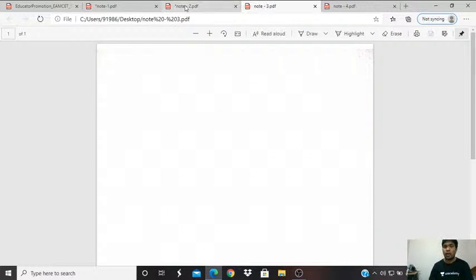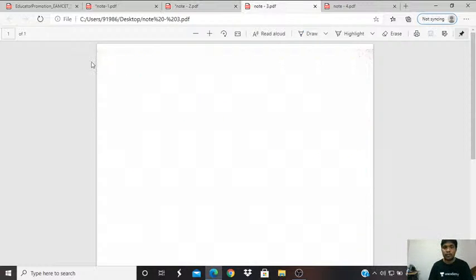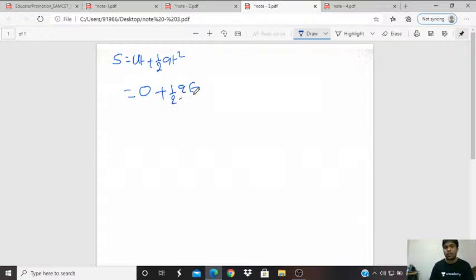Or the general formula also you can apply. Work done is force into displacement. What is the displacement of the particle here? See, displacement from S equal to ut plus half at square. U is 0, na? Half into QE by m into t square. So displacement is QE t square by 2m.